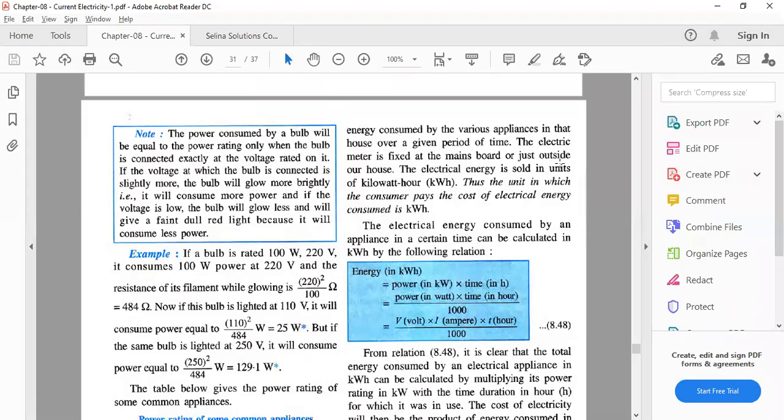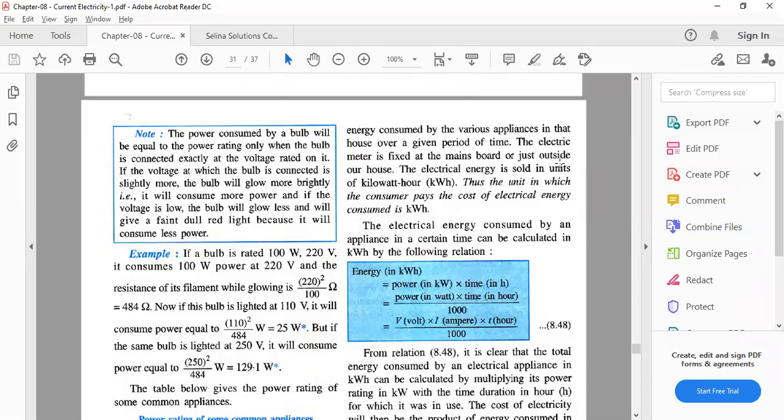I don't know. Okay, the electrical energy is sold in units of kilowatt hours. Okay, so everyone's consumption is measured like that. And we pay according to the kilowatt hour. The unit in which the consumer pays the cost of electrical energy is kilowatt hour. Okay, this comes as a fill in the blanks. Now, the electrical energy consumed by an appliance in a certain time can be calculated in kilowatt hour. Energy in kilowatt hour, what will it be?